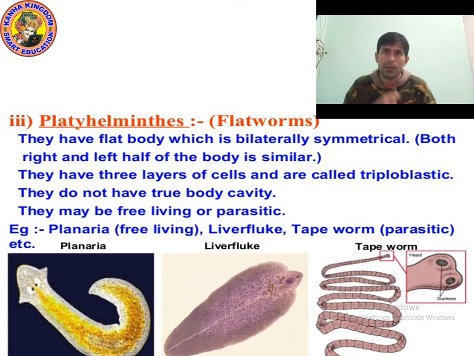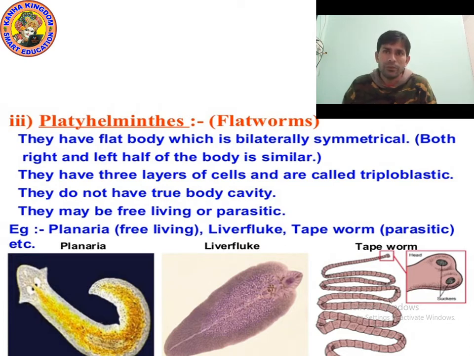They have three layers of cells and are called triploblastic. Three layers of cells means they have three layers of skin. The outer skin is called exoderm, the inner skin is called endoderm, and the middle skin is called mesoderm.